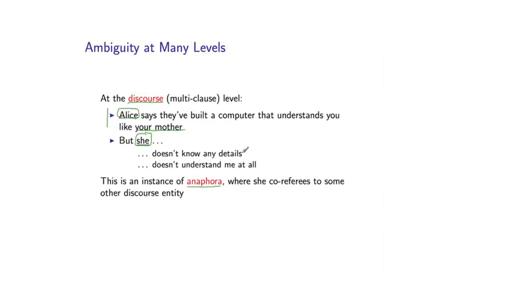And actually it's going to differ for these two cases. If I say, but she doesn't know any details, by far the most plausible interpretation is that she is referring to Alice. But if I say, but she doesn't understand me at all, in this case, by far the most likely interpretation is that she refers to your mother. So this is, again, actually a very challenging problem, taking pronouns and figuring out what entity they refer to in the past discourse.